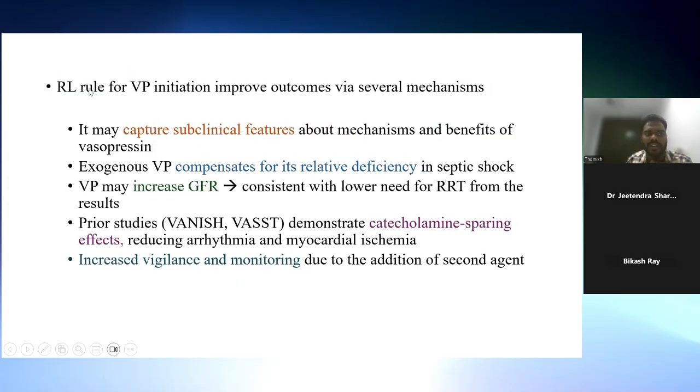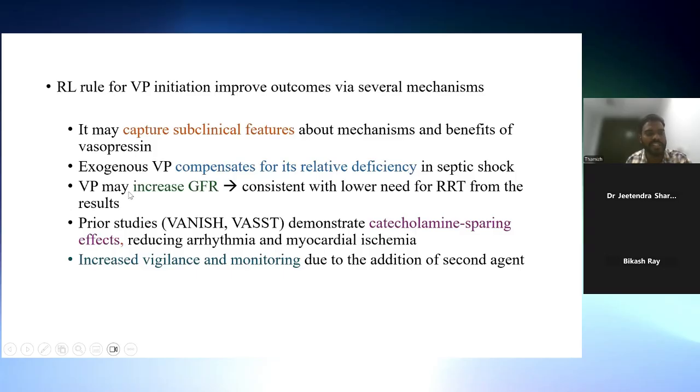The rule for vasopressin initiation based on this model may improve outcomes by several mechanisms. They have proposed five mechanisms, suggesting that the mortality benefit may be because the model captures subclinical features very early, which may not be seen by the clinician in real time. Also, exogenous vasopressin compensates for its relative deficiency in septic shock, and that is why it provides a mortality benefit.